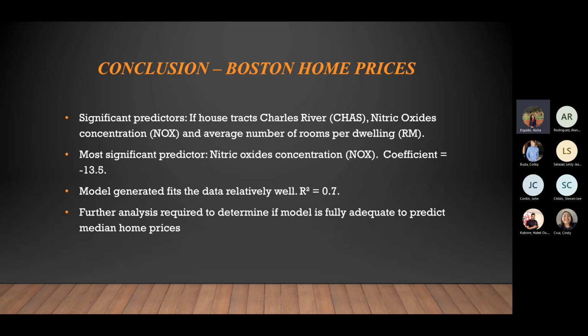In our model here, we have significant predictors: CHAS, which is a variable that tells us if the house tracks Charles River, with 0 being if it does not and 1 if it does; NOx, that stands for nitric oxides concentration; and RM, which describes basically the average number of rooms per dwelling. The method used relatively well fits our model with R squared of 0.7.